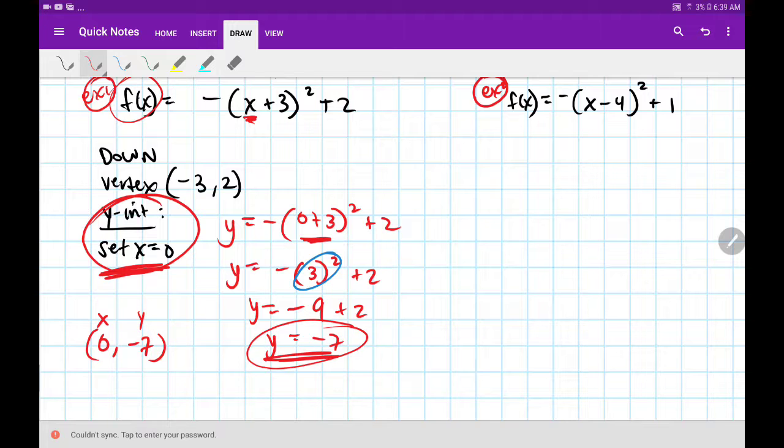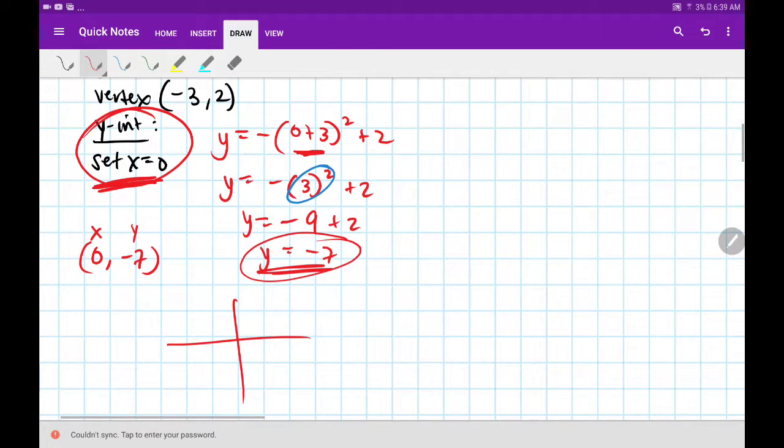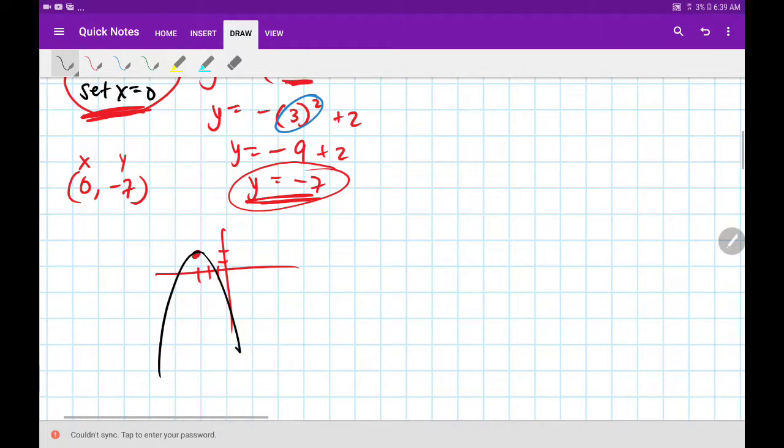So now we have to actually graph it using all three pieces of information. So go to your vertex of negative 3, 2. And we know it's facing down. Now here's what many of you are doing. You're just going boop. But wait, what about that y-intercept? You have to actually go through that point. So I need you to actually find 0, negative 7. 1, 2, 3, 4, 5, 6, 7. So put a point at your y-intercept, and now you can draw a graph. There's no point finding the y-intercept if you're not actually going to use it to graph.